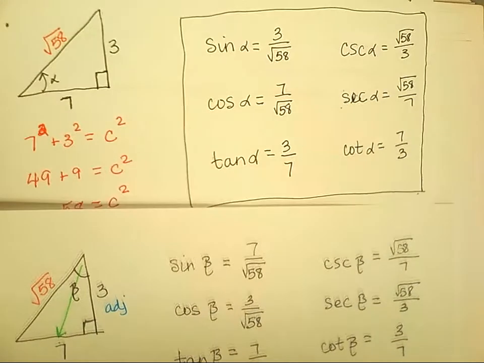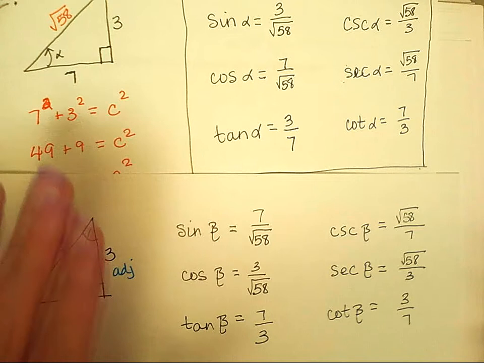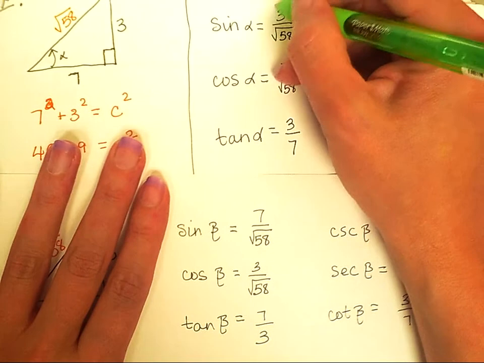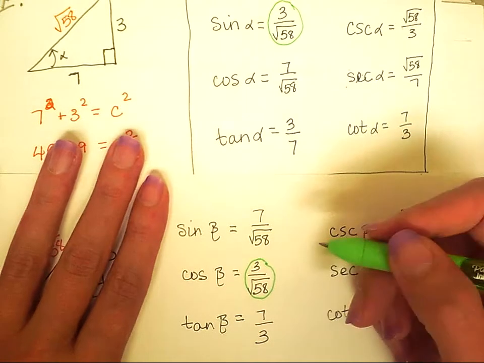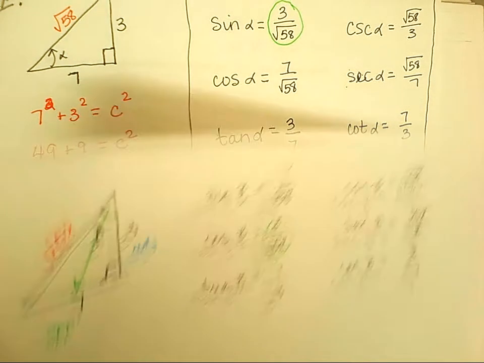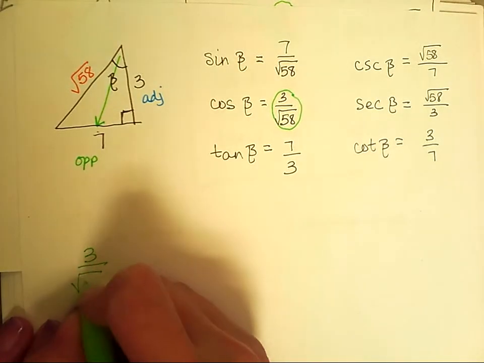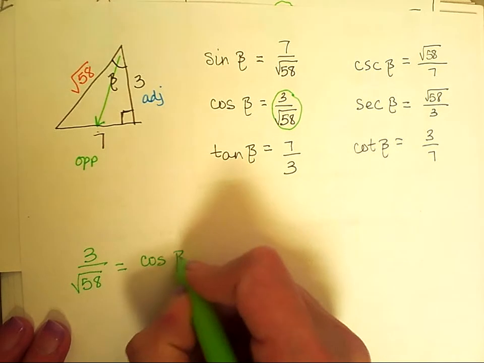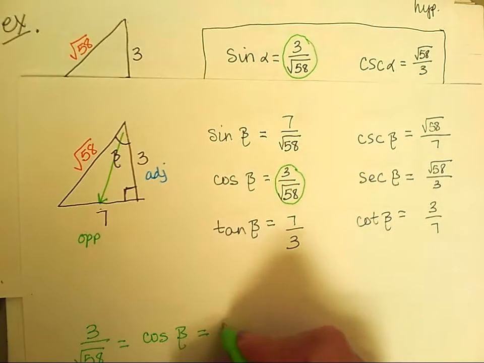So let's look at these two together now, okay? And there are some similarities. Here I have 3 over the square root of 58, and here I have 3 over the square root of 58. So what we're really saying then is that 3 over the square root of 58 is equal to the cosine of beta, but that's also equal to the sine of alpha.